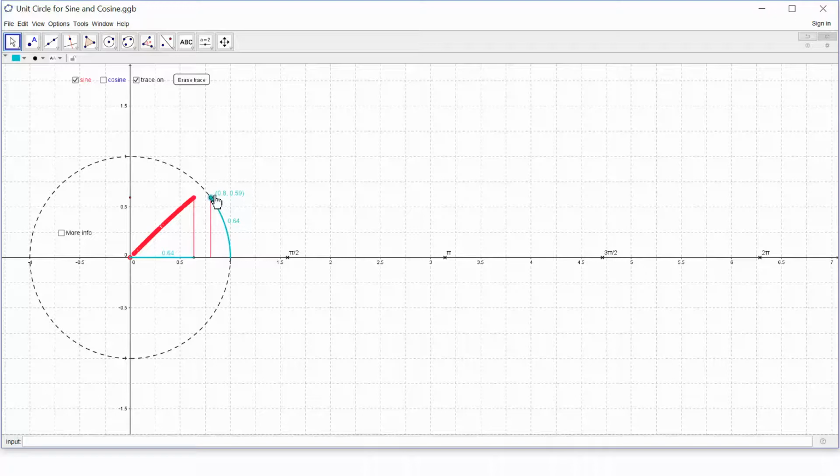Now we predicted when it reaches 90 degrees, it should reach a maximum height of 1, which is true. See, from here, as I increase it, when I reach this point of the unit circle, what's my y value? My y value is 1, which makes sense. At 90 degrees, which is pi on 2, I reach a maximum of 1.